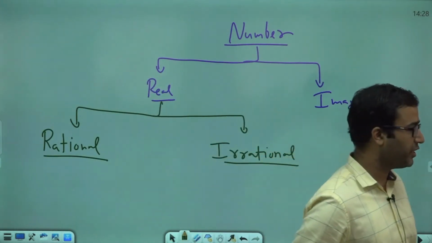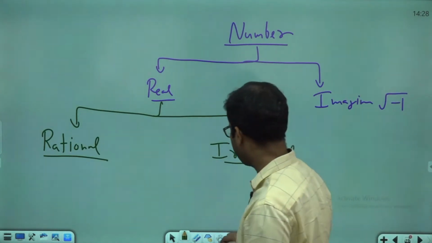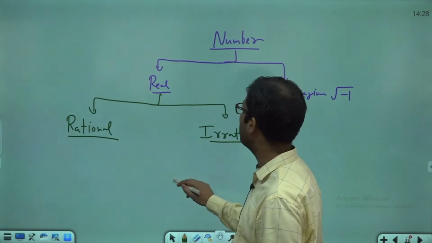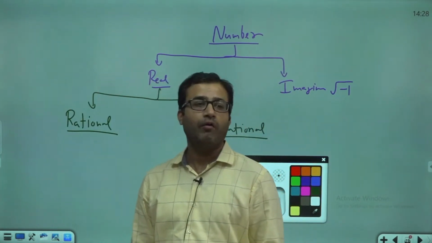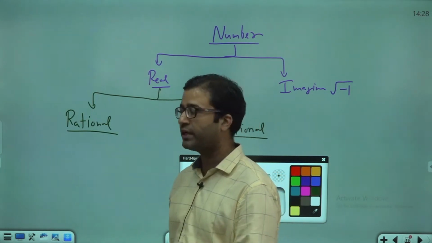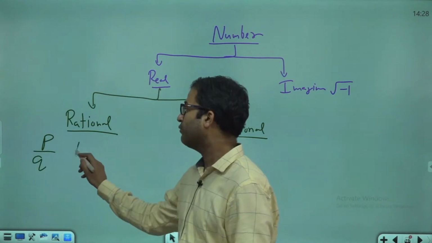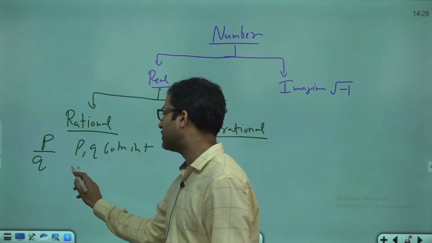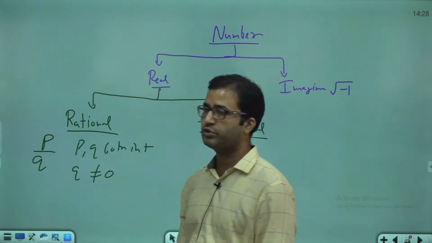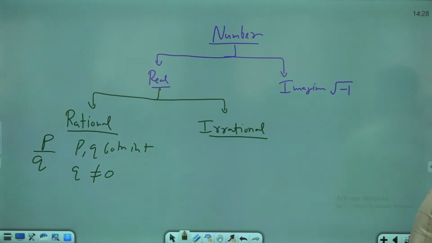Rational number and irrational number. The basics I already covered; it is on our YouTube channel. So quickly I will tell you what rational numbers are. We can express a rational number in the form of P by Q, where P and Q are both integers, and Q cannot be equal to 0, because the moment the denominator becomes 0, it becomes infinity.